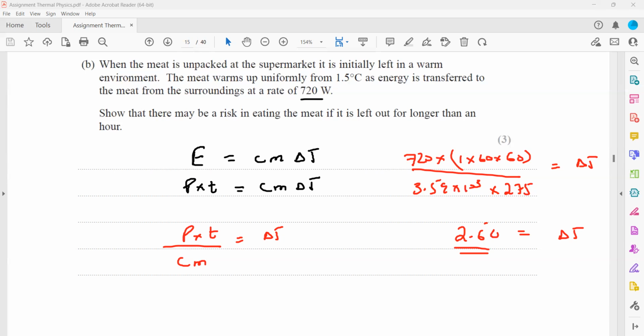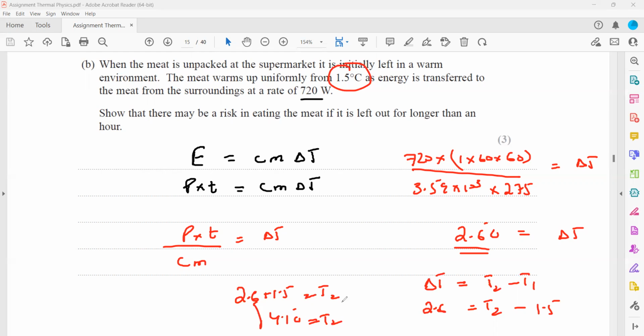So as a result, what will happen? As you can see, the temperature change is 2.6. The initial temperature was 1.5, and the temperature change is final minus initial. The temperature change is 2.6, the final temperature we don't know, and the initial temperature is 1.5. So when we solve, the final temperature will be 2.6 plus 1.5, so 4.1 degrees centigrade. That means it will be above 4. So it won't be suitable to eat this meat, as the temperature is above 4.